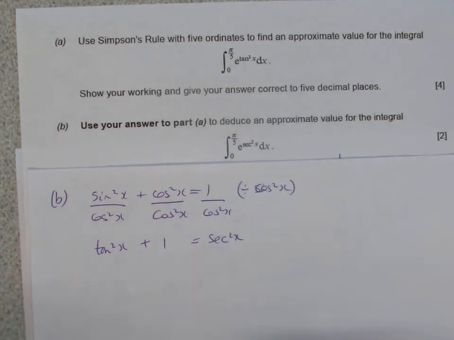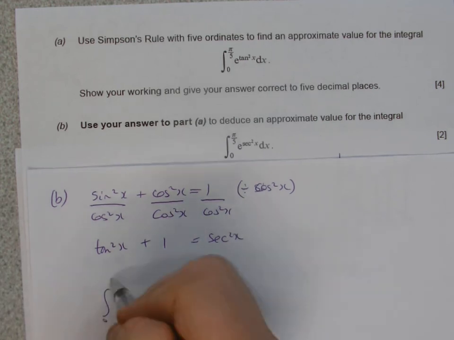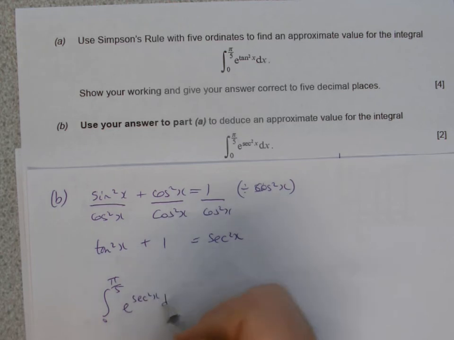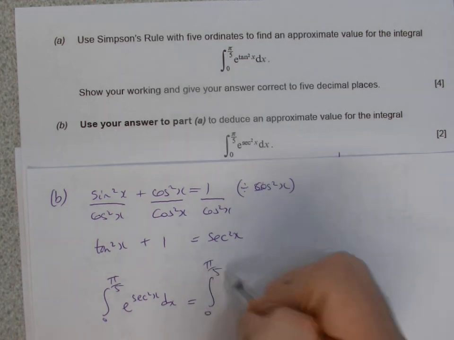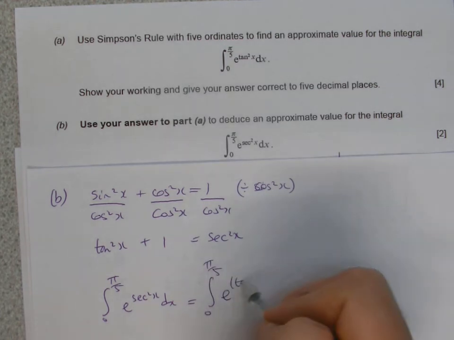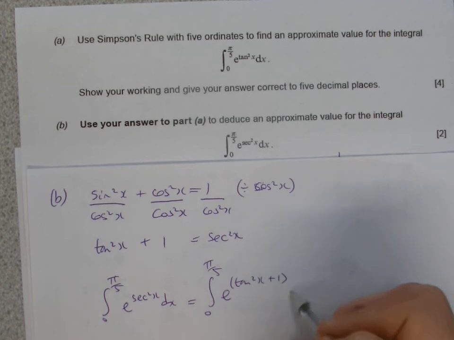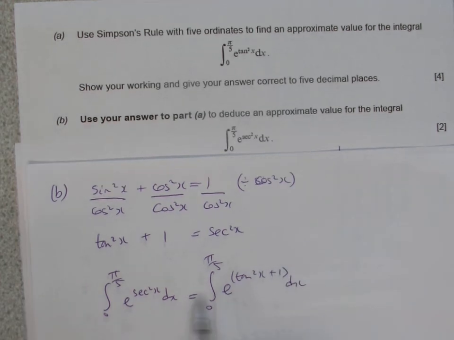Okay? So they want this here, the integral between 0 and pi over 5 of e to the sec squared x dx. Well, you can really think of this as the integral between 0 and pi over 5 of e to the tan squared x plus 1 dx, right? You could rewrite sec squared x as tan squared x plus 1, that's what it is.